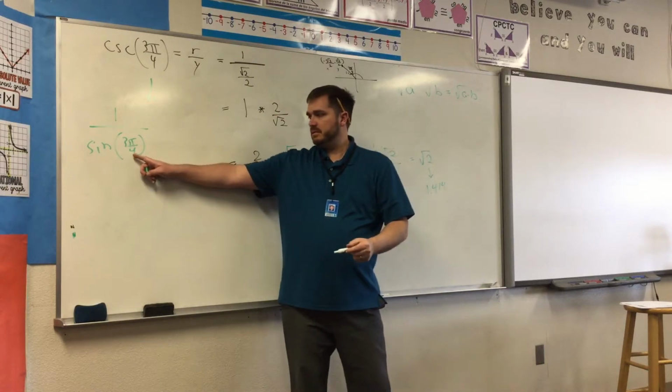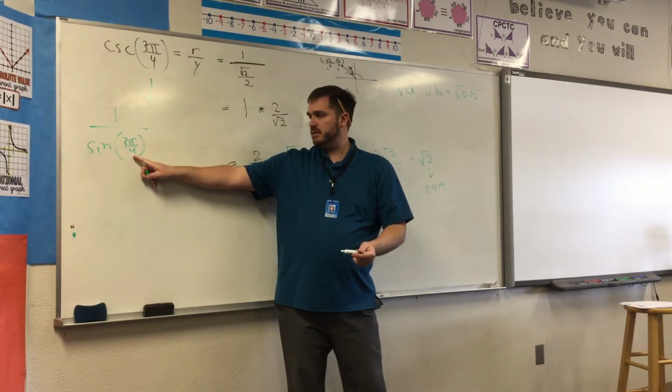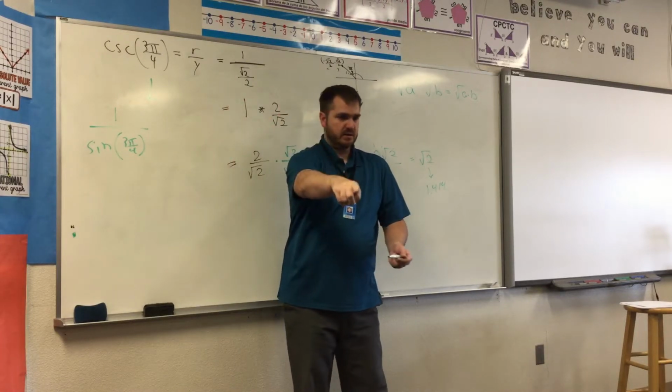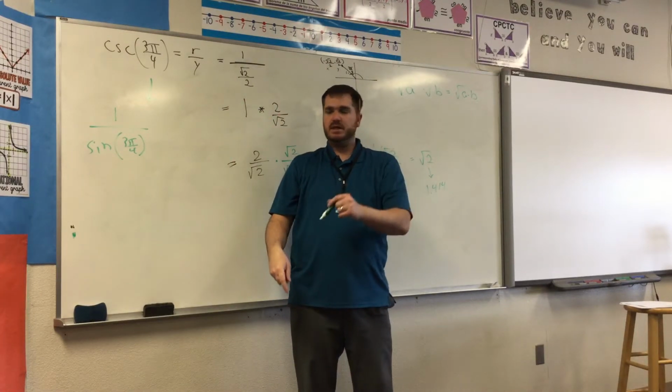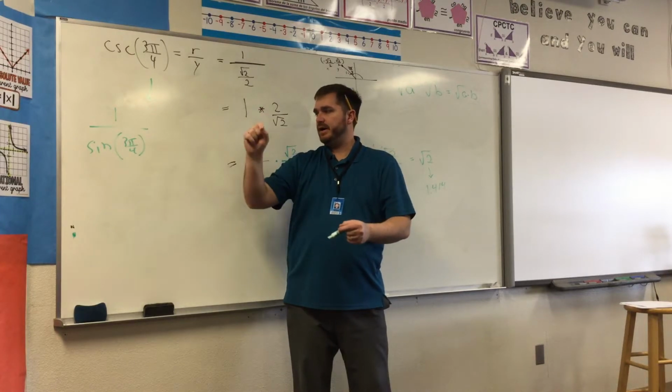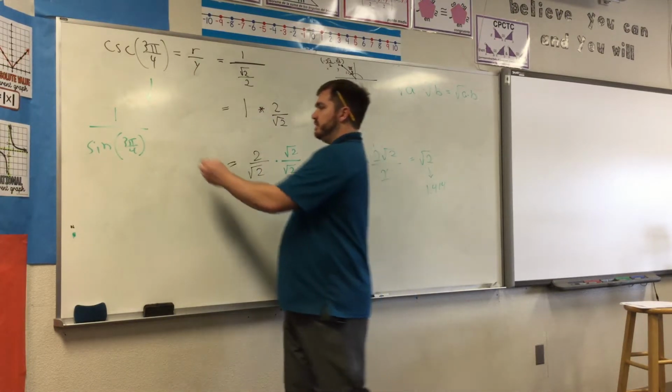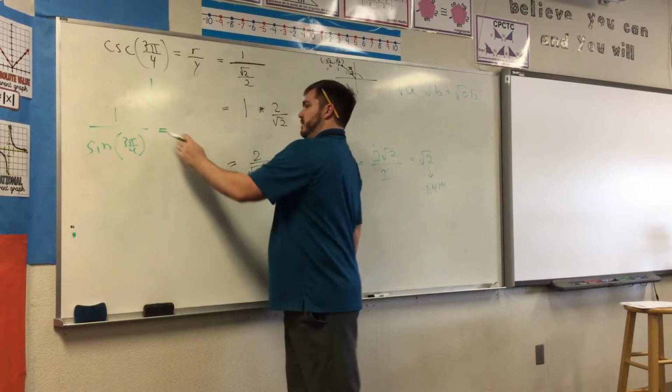But notice, I'm changing it up on you, keeping you on your toes. That's 3 pi over 4. So you're going to have to change your calculator to radian mode and then type in 1 divided by sine 3 pi over 4, enter. And I await your response.